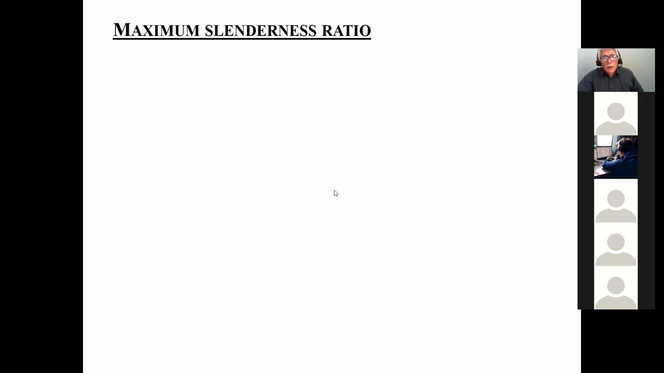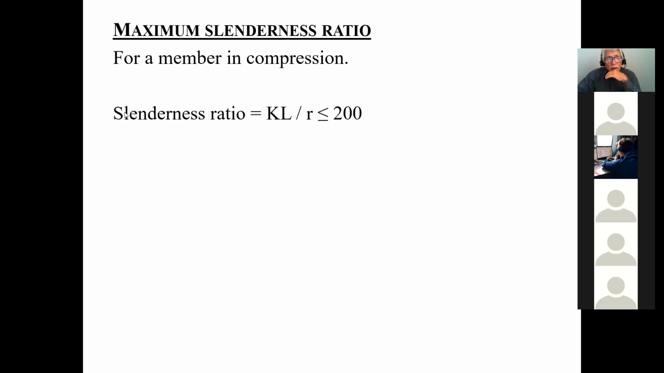Okay, now maximum slenderness ratio. In wood, we saw that KL over D or KL over B, because we're talking about those two dimensions, was a maximum of 50. Well, in steel, it's a little bit more. For a member in compression, whether it's a column, a strut, or a web member somewhere in a truss, whatever's in compression, the slenderness ratio, KL over R, cannot exceed 200.